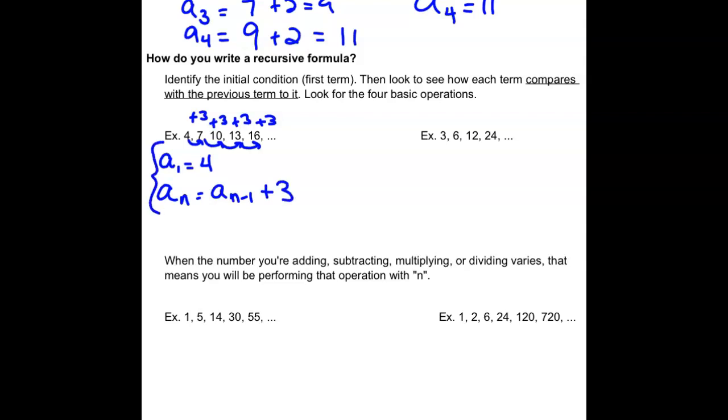Those two parts both have to be present for your recursive formula. You have to have the initial condition, and then you have to have the formula that generates the next numbers. All right, let's look at another one. My first term here is a 3. Looking at what I'm going to do to go from 3 to 6, from 6 to 12, from 12 to 24, I'm just doubling everything. So I am multiplying by 2. So I would say my nth term will take the previous number and multiply it by 2. Again, I need both of those parts.